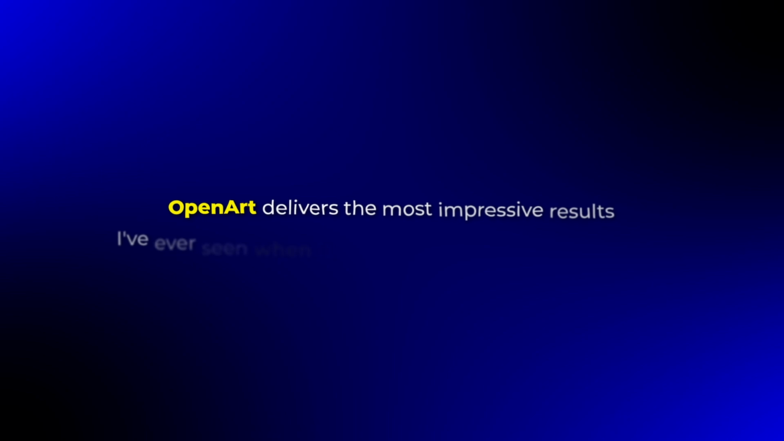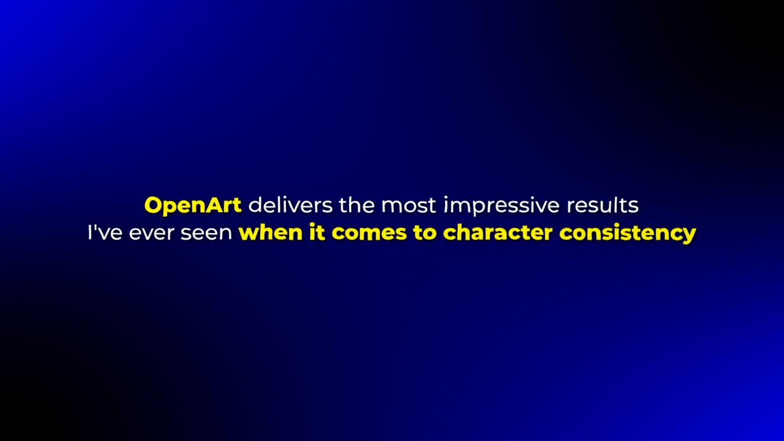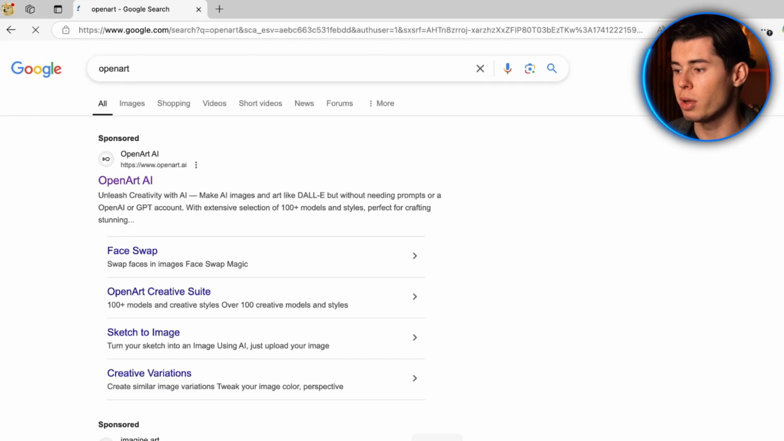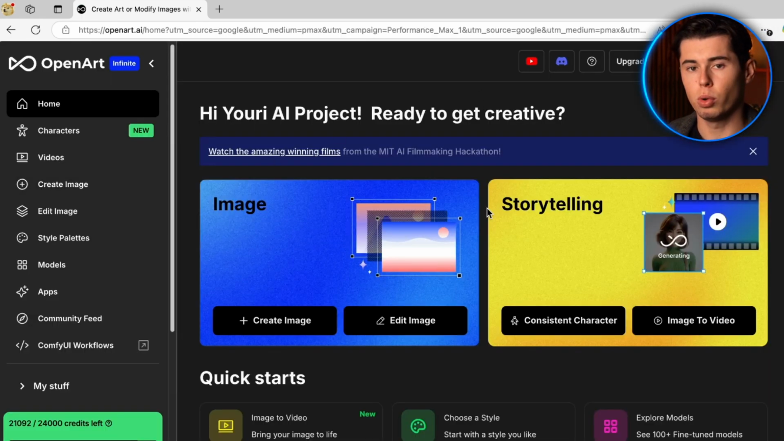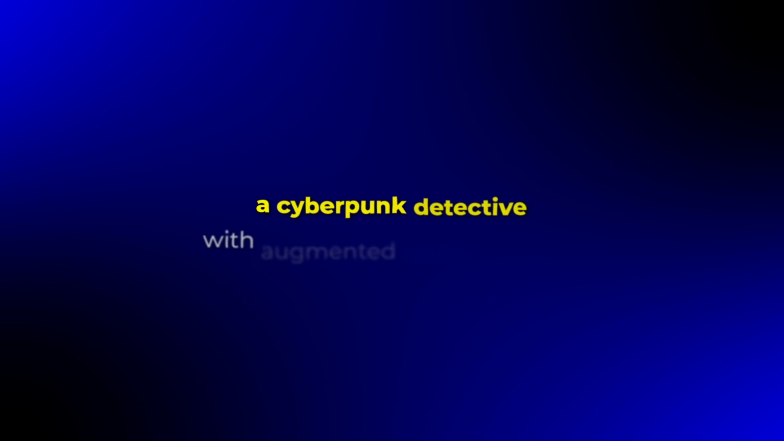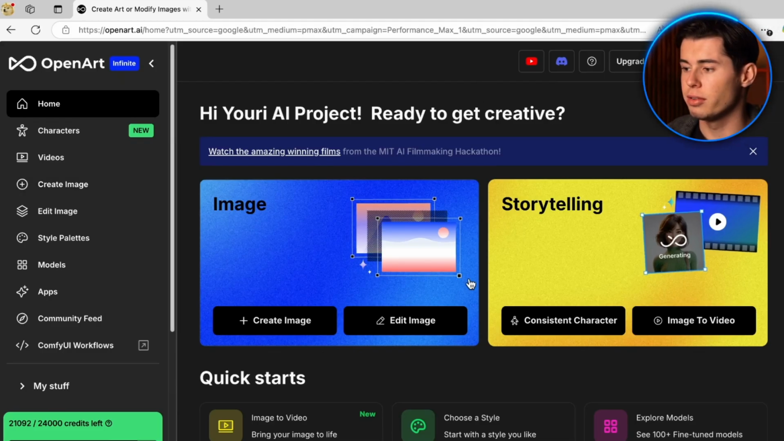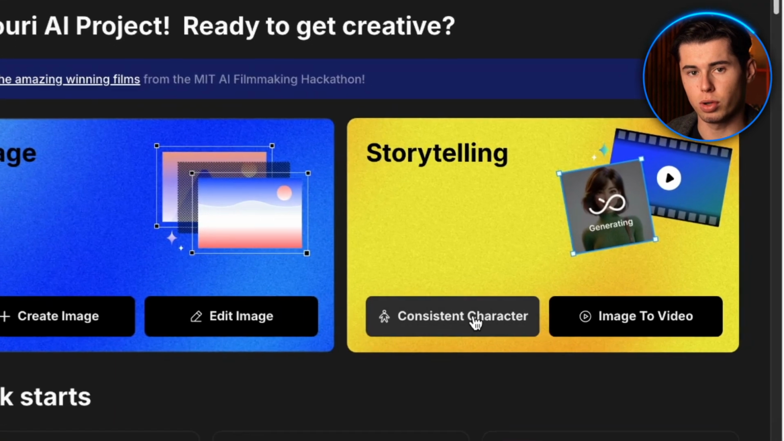Taking the crown as the absolute best consistent character AI tool is OpenArt. After extensive testing, I can confidently say that OpenArt delivers the most impressive results I've ever seen when it comes to character consistency. Let me show you why OpenArt is in a league of its own. I'm going to create a character named Marcus, a cyberpunk detective with augmented reality implants. I'll go to OpenArt's consistent character section under the storytelling mode.